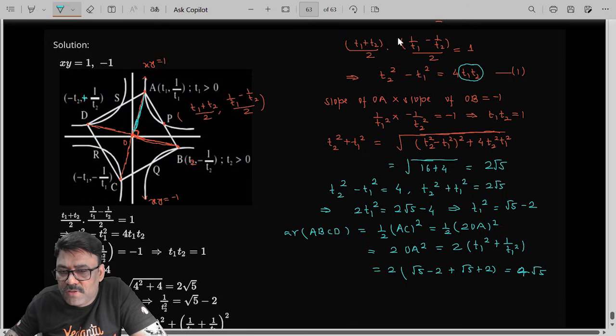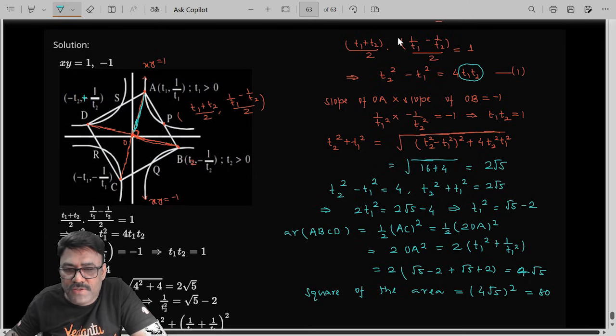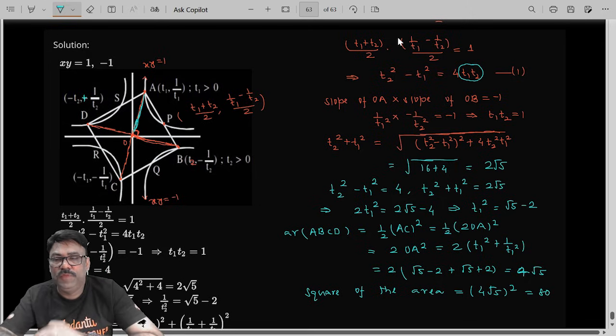This is the area of the square. But what they are asking is the square of the area. So that will be 4 root 5 whole square, which is equal to 80 here. So your final answer will be 80.